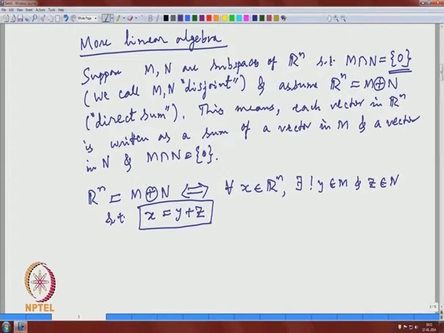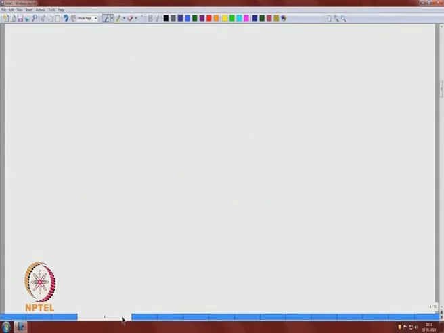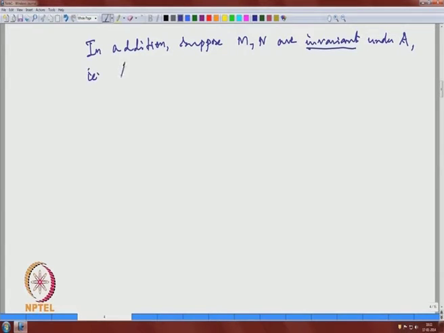And this is easily extendable to any finite number of subspaces, and that is what we are going to do. Okay. So, in addition, suppose M and N are invariant under A. So, remember A is a given n by n matrix. So, that is again the definition: A M.